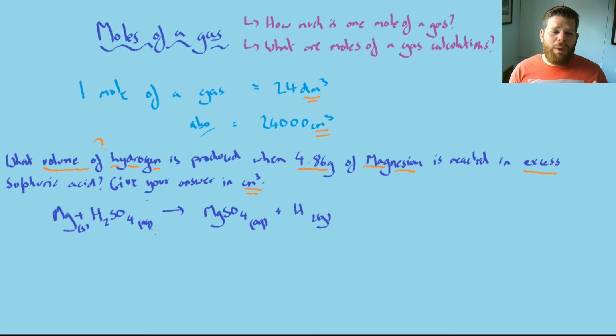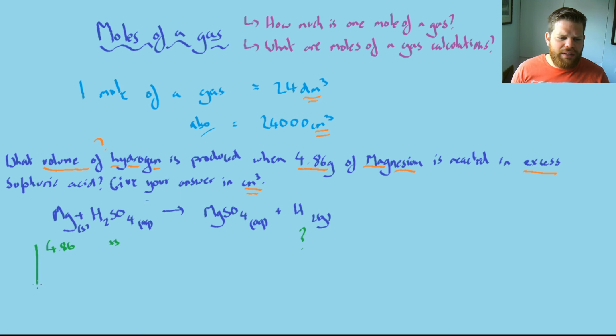So when we look at this kind of question, it's a combination of that reacting masses stuff that we did earlier in this series of videos and what we're doing in this video. So let's put the information in that we know and that we're after. We're after the volume of hydrogen, so I can put a little question mark under my hydrogen because that's what I'm after. 4.86 grams of magnesium, and I know that this is in excess. I'm just going to write excess there, so I don't have to worry about my sulfuric acid.